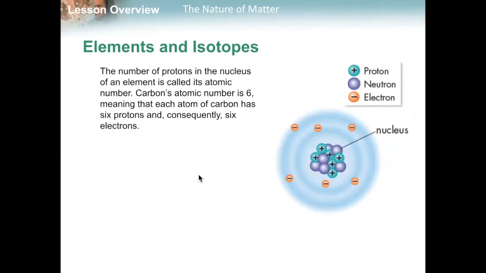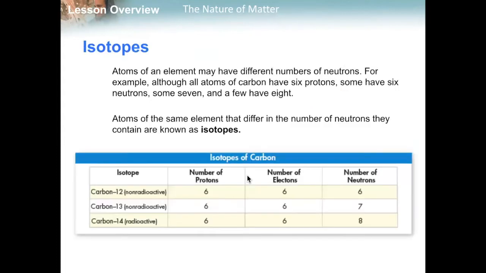The number of protons in the nucleus of an element is called the atomic number. Carbon's atomic number is 6, meaning that each atom of carbon has 6 protons and consequently 6 electrons. Atoms of an element may have different numbers of neutrons. For example, although all atoms of carbon have 6 protons, some have 6 neutrons, some 7, and a few have 8. Atoms of the same element that differ in the number of neutrons they contain are known as isotopes.